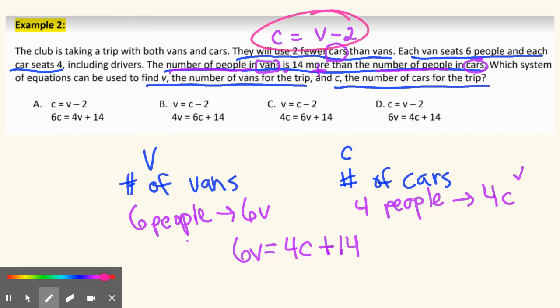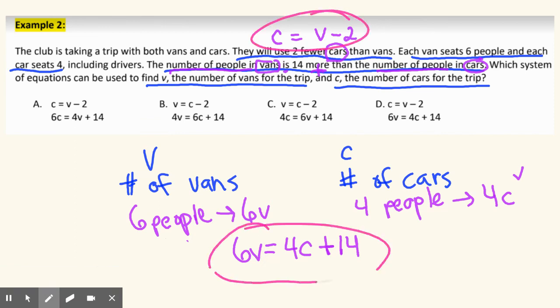So now let's compare our equations to find our solution. Here we have these two. What I see is that C equals V minus 2. So that's a possibility. Our second equation, however, says that there's 6 people per car, and that's false because there's actually 6 people in the van. This one starts off with the V, so it's definitely not B or C. If we look at D, that equation matches and that equation matches. So that is our solution there.